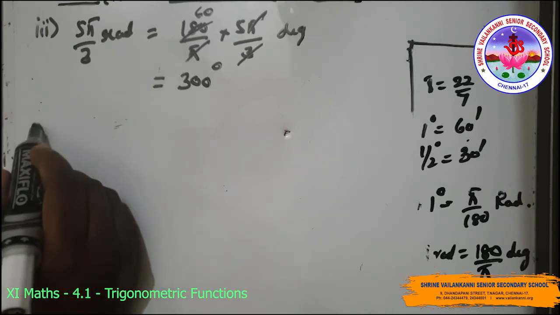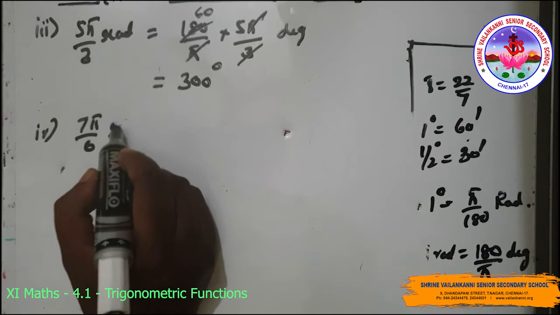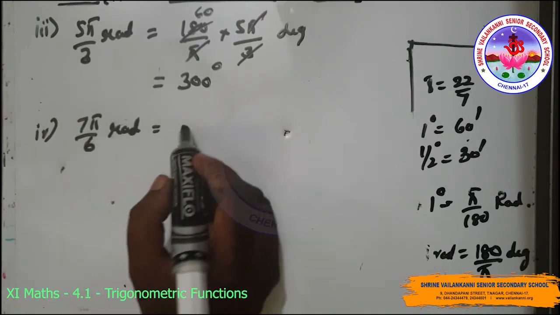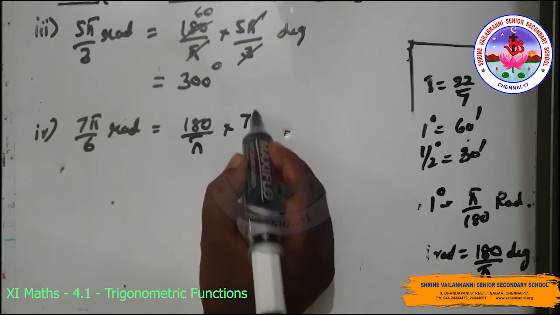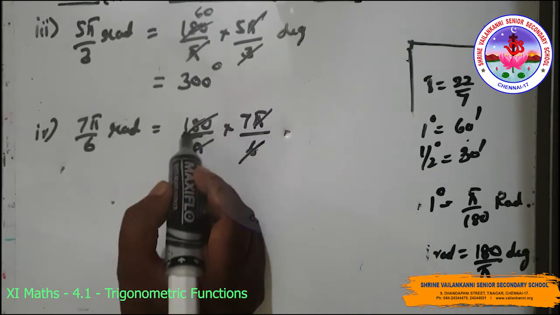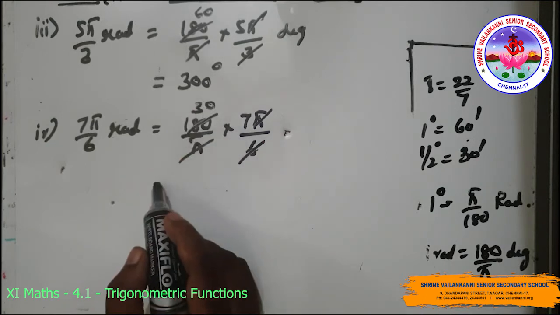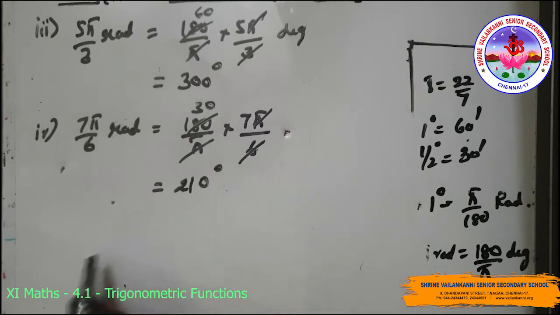So fourth one, 7 pi by 6 radians. So I have to convert it into degree. So 180 by pi into 7 pi by 6, cancelling pi and pi, 6 into 30 times 7, which is equal to 210 degree. So 7 pi by 6 radians, which is equal to 210 degree.